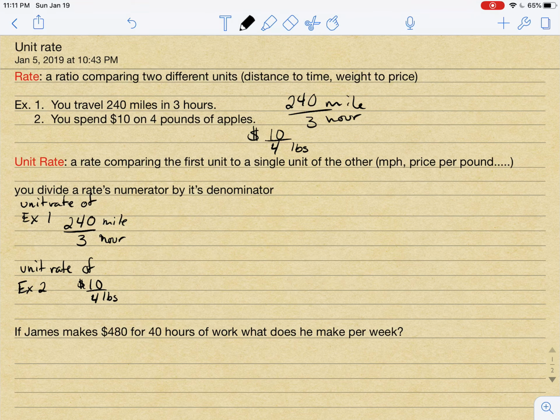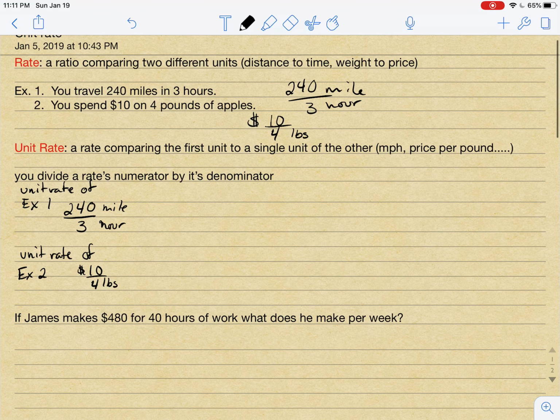And what we're going to be looking at is the unit rate. So the unit rate is comparing the first unit to a single unit of the second, of whatever the denominator is. So how you find the unit rate is you simply divide the numerator by the denominator. So for example 1, it was 24 miles per 3 hours.